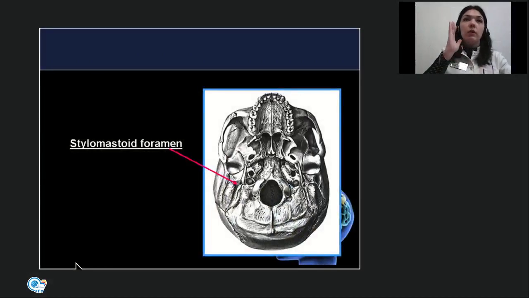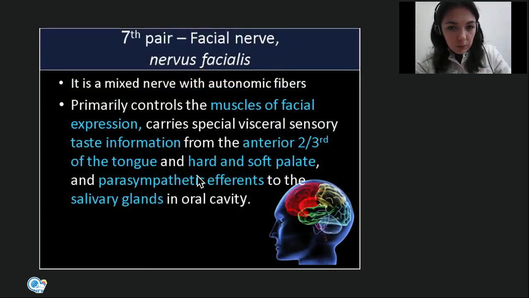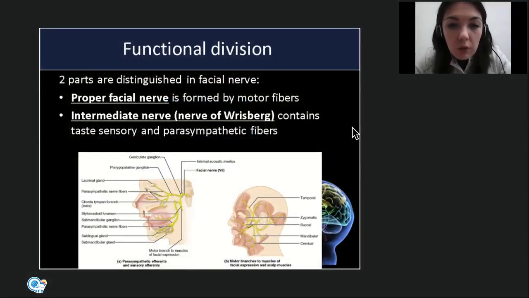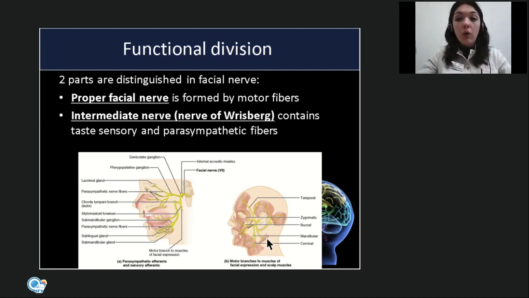And so, yes, sensory fibers pass in the chorda tympani to reach the tongue, yes, and motor fibers, after leaving through the stylomastoid foramen, are divided into a big goose foot. Here we can see it. The big goose foot is formed by 5 branches: temporal branch, zygomatic branch, buccal branch, mandibular branch, and descending cervical branch. So all of these 5 branches supply muscles of facial expression. These are motor fibers, yes?